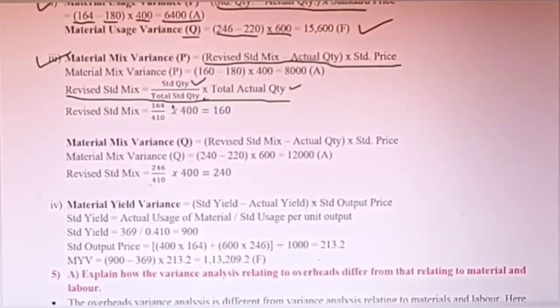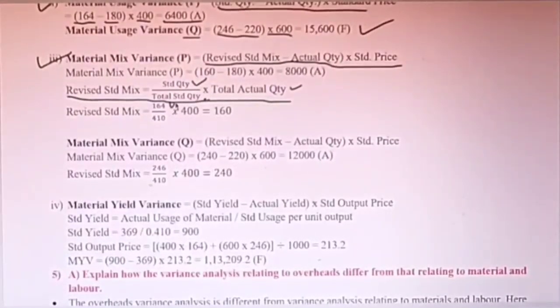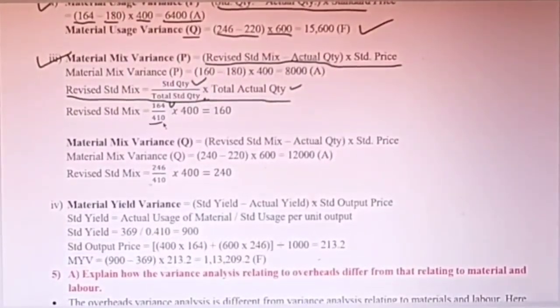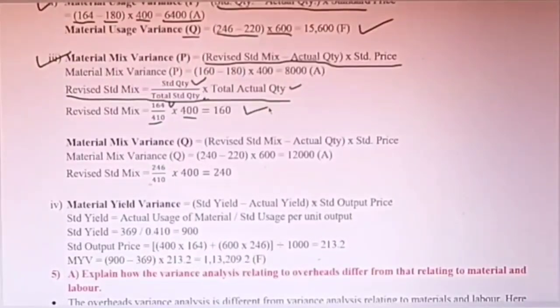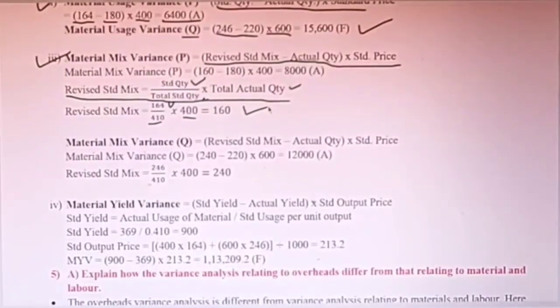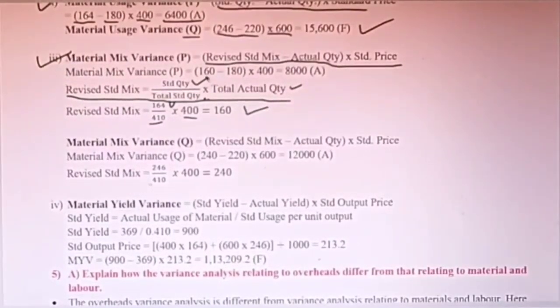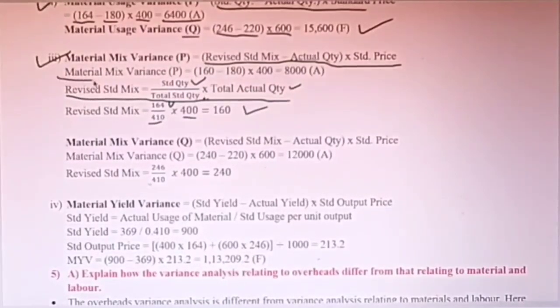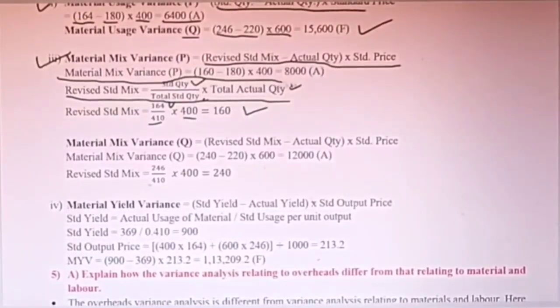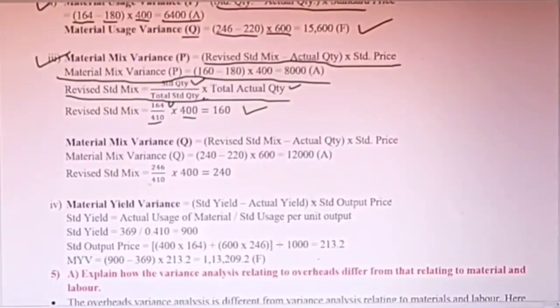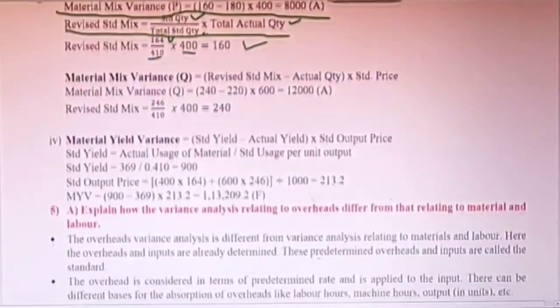Standard quantity, as we have calculated, is 40% of 410, that is 164. The total standard quantity is 410, into the actual quantity, that is 400. So you will get the revised standard mix as 160 for material P. Now again you will use this in the formula to calculate the material mix variance of P: 160 minus 180 into 400. And similarly you will work out for material Q.